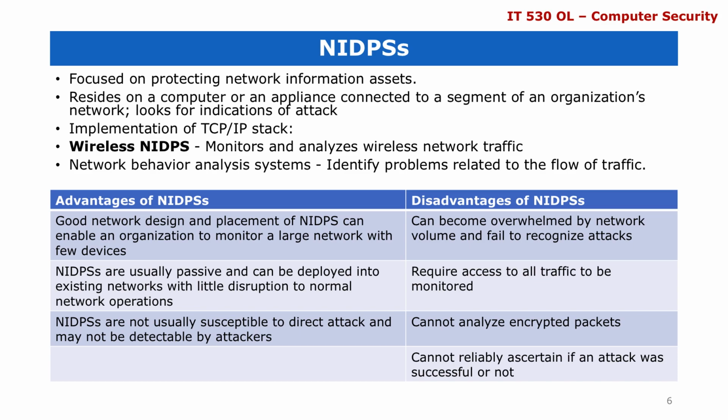Then we have another advantage, which is that network intrusion detection systems and prevention systems look for patterns within the network traffic to see what is out of the normal, and any little disruption can actually trigger an alarm.